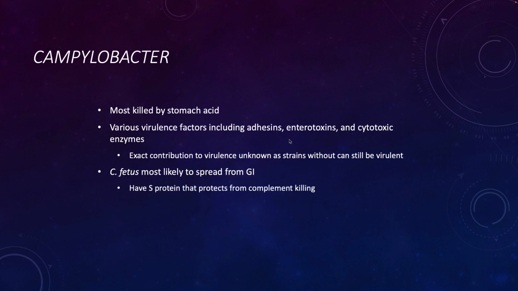The species Campylobacter fetus is most likely to spread from the GI tract, and that's because they have a protein called the S protein that helps to protect them from being killed by complement if they try to escape the intestines.